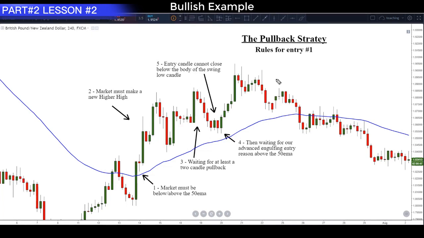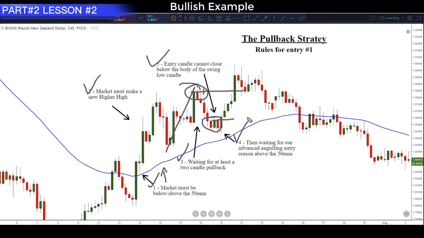So again guys, going over that one more time, we're looking at the market making new highs above our 50 EMA. We're above the 50 EMA. We check that off. We're making new highs. We check that off. We're waiting on a 2 candle pullback. Obviously, we get more than a 2 candle pullback here. We're waiting for a valid advanced engulfing entry. We get that right here. And we want to make sure the close of that valid engulfing entry is not above the bodies of the previous swing high. We get that, making this a valid entry number 1 on the pullback strategy.